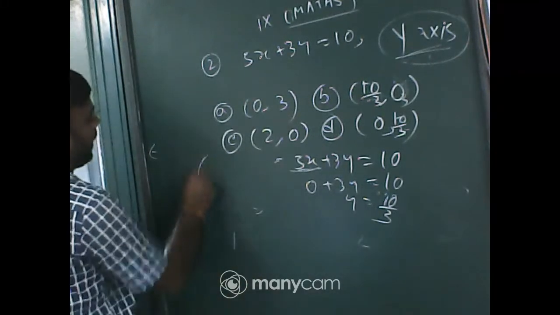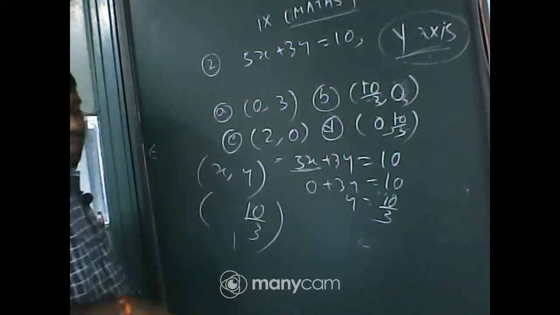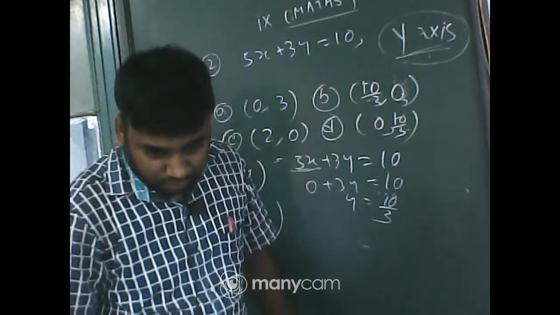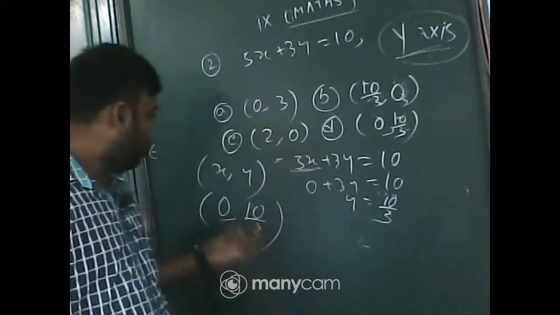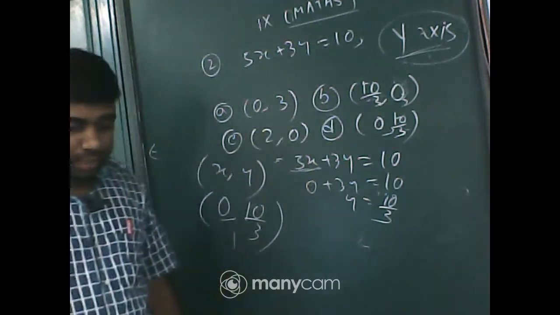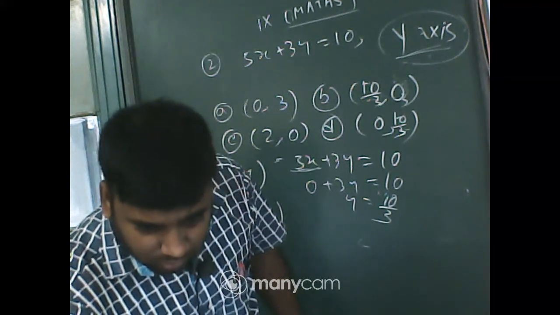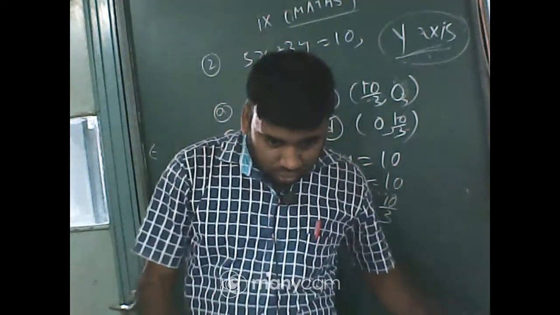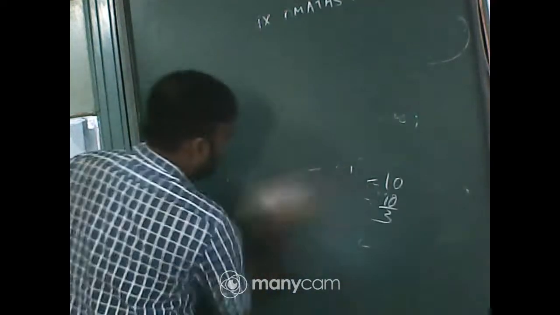We know that the coordinate of any point is x comma y. Here x is 0 and y is 10 by 3. So (0, 10/3) is the correct answer. Got it, everyone? Very good. Any problem for anyone? No problem. Okay, moving on to question number 3.